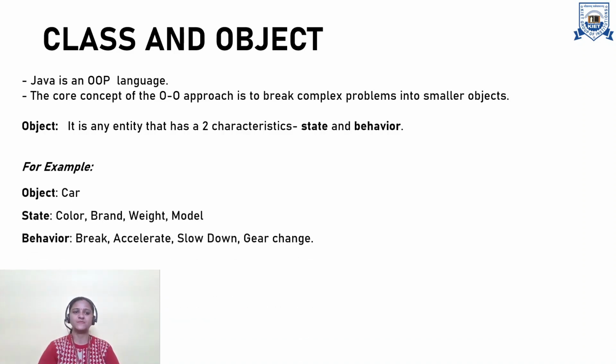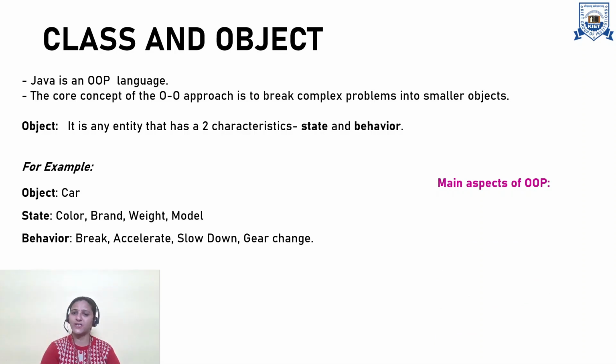Now, what determines the characteristic of an object? Take the example of an object, for example, a car. The state means the characteristics or attributes of a car, such as its color, brand, weight, and model. State means the data which belongs to it. Behavior means the action or activity it is going to perform. The activities performed by the car can be brake, accelerate, slow down, and gear change.